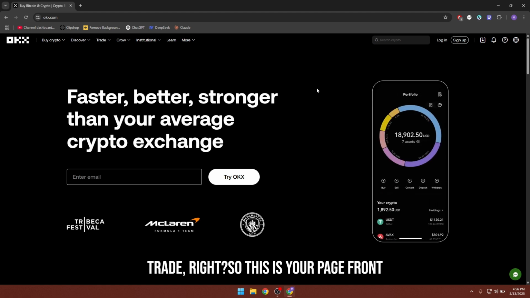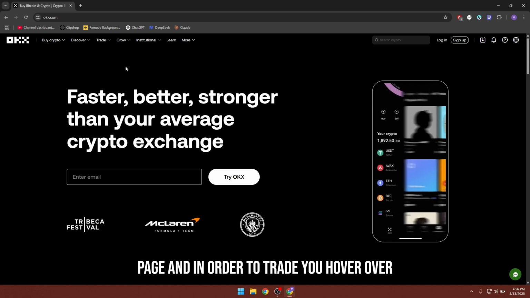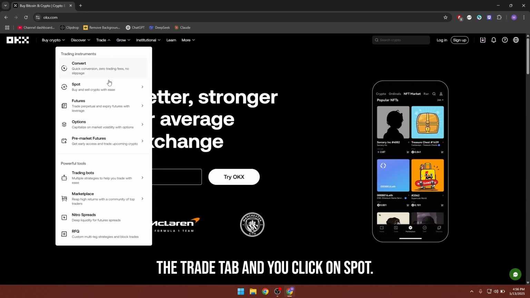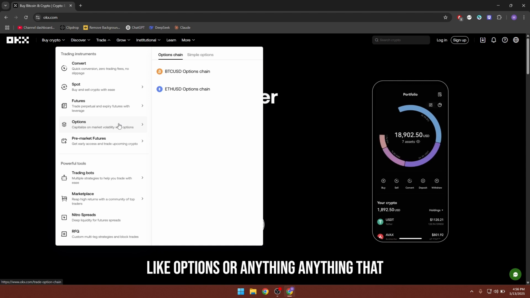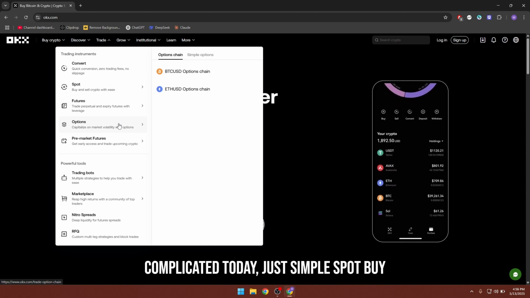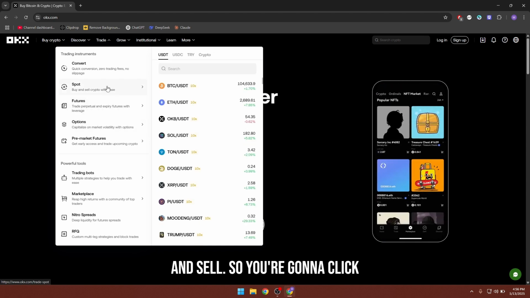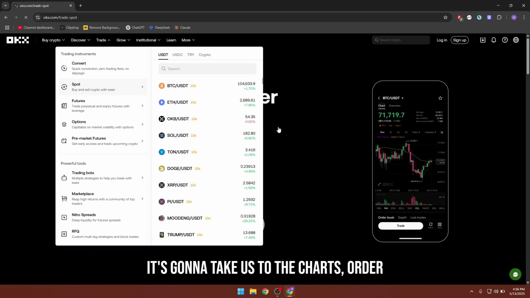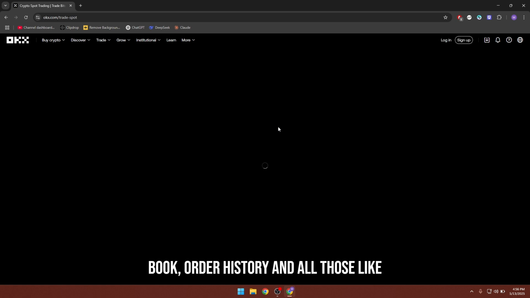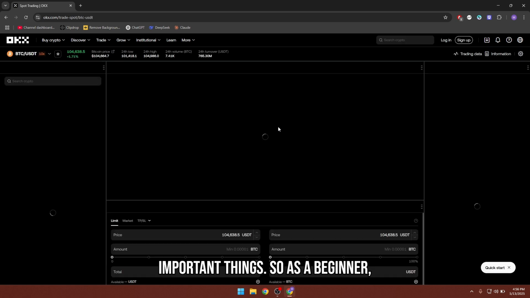So this is your front page, and in order to trade, you hover over the trade tab and click on spot. We're not doing futures, options, or anything complicated today. Just simple spot, buy and sell. So you're going to click on spot, and then it's going to take us to the charts, order book, order history, and all those important things.